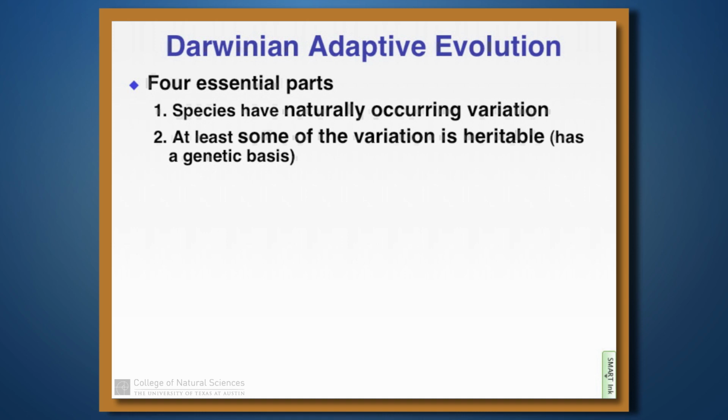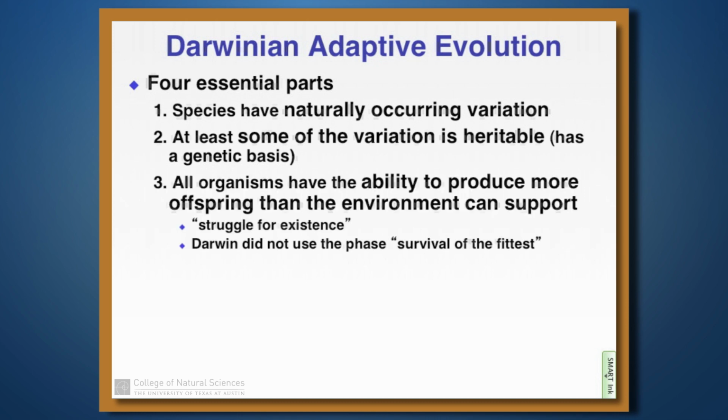And some of the variation must be heritable. That is, it must have an underlying genetic basis. The other thing that has to be true, and this is true for all organisms on the planet, is that they have the ability to produce more offspring than the environment can support. This is what leads to what Darwin called the struggle for existence. He did not, by the way, use the phrase survival of the fittest. In fact, this is a troubling phrase because it's led to some misunderstandings that we'll talk about in class.